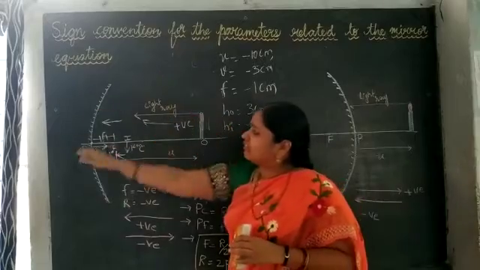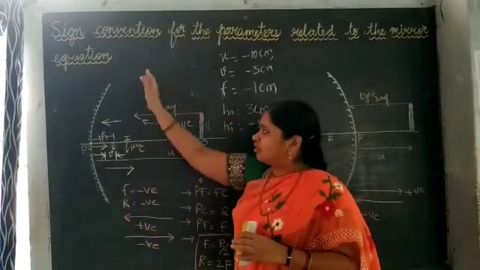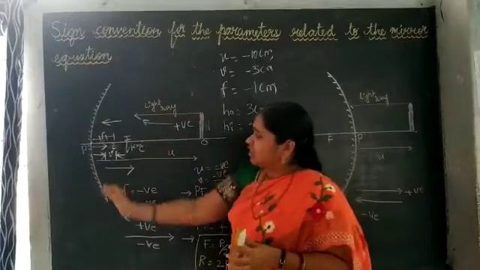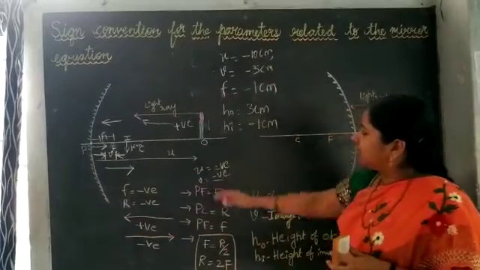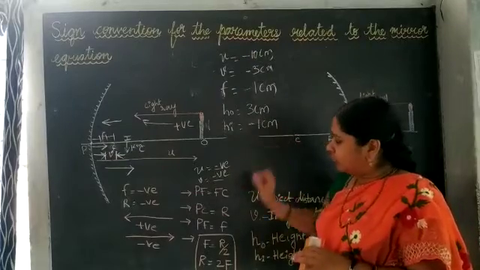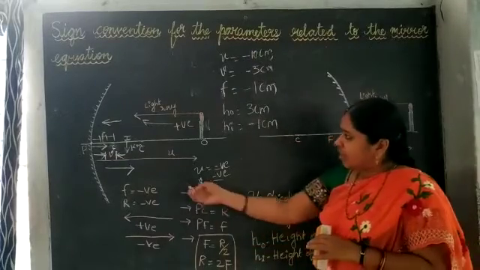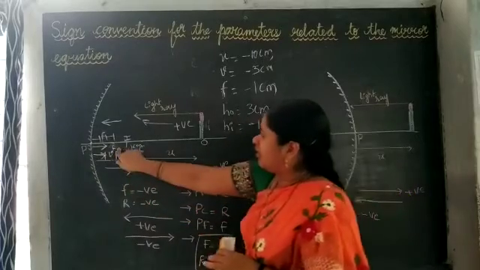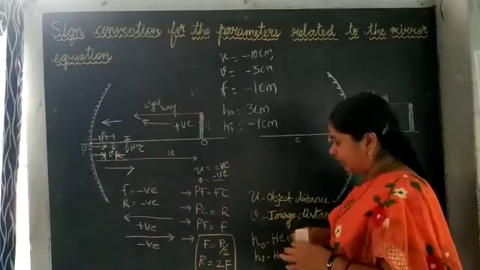Why do we call this mirror a concave mirror? Because the reflecting surface is in the form of a cave. That's why it is a concave mirror. These are the rules. Pause here and note down these values. The distance between P and F is equal to F and C. I forgot to mention this point.